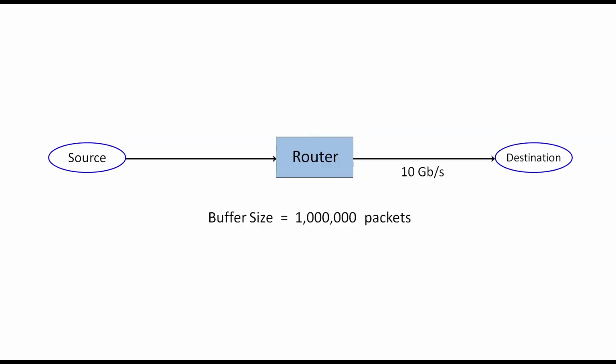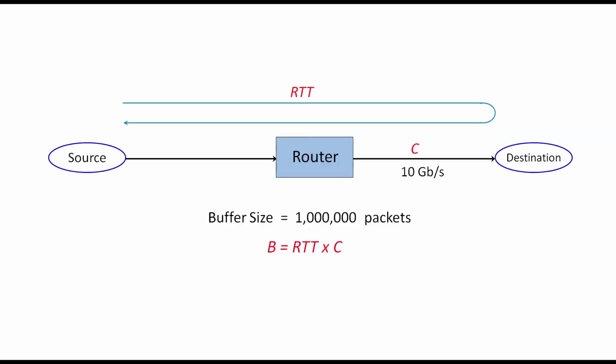Today, a router's line card with a 10 gigabit per second interface is likely to have a buffer size of 1 million packets. This is based on a commonly applied rule of thumb, which requires a buffer size of RTT times C. RTT is the average two-way delay between traffic senders and receivers, and C is the output link bandwidth.